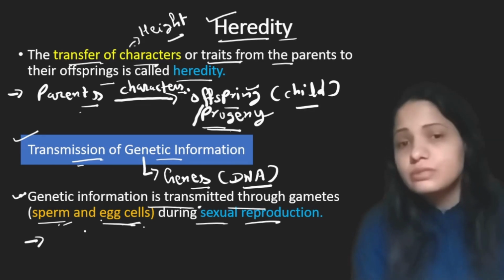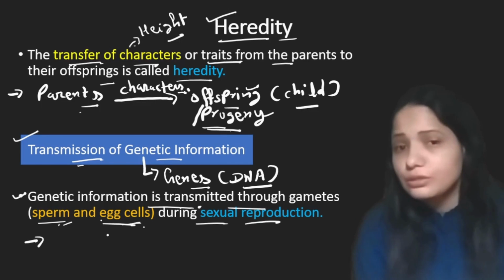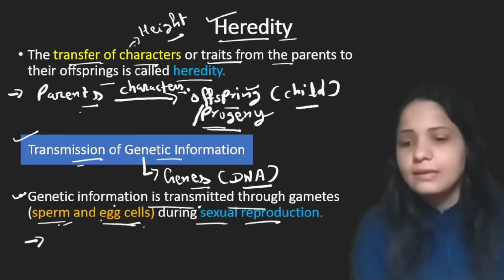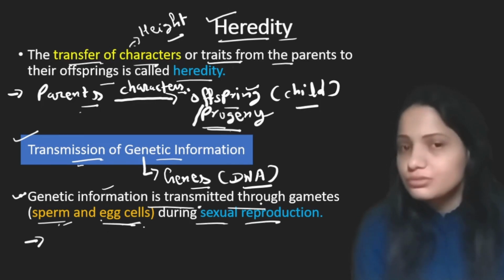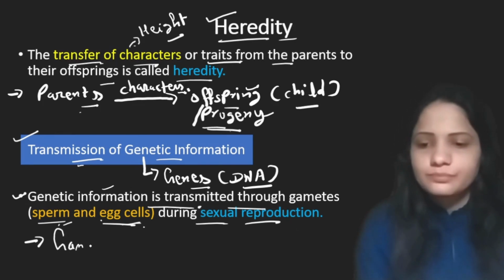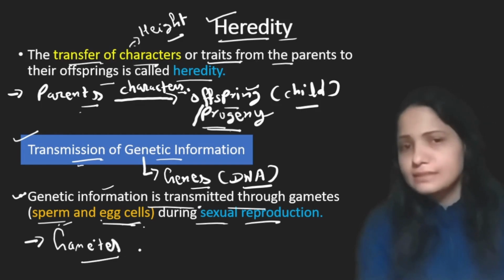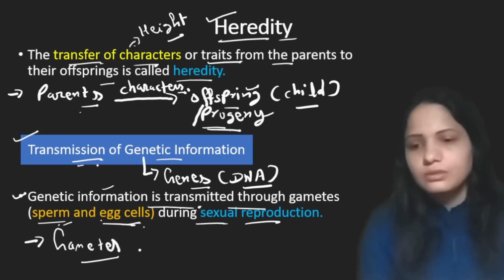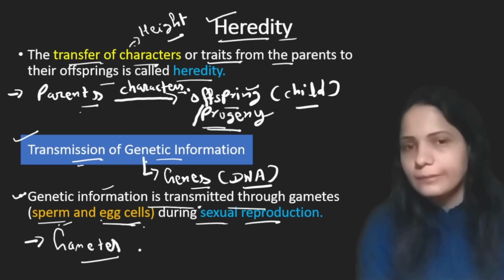Through sexual reproduction, during sexual reproduction, this information is transmitted through gametes. Okay, understood? Through gametes, sperm and egg cells. Now you know what heredity is, and now you know how the transmission of genetic information occurs. It was very simple, right?